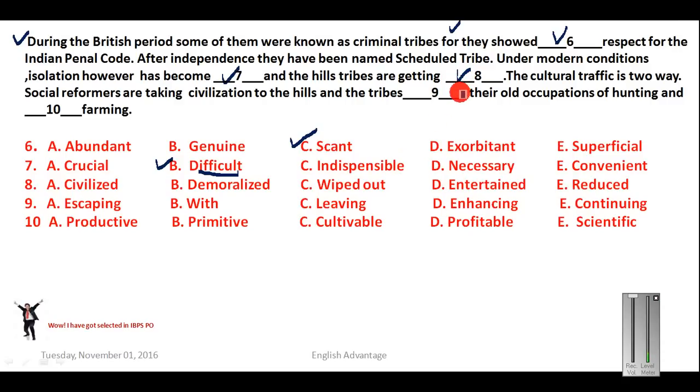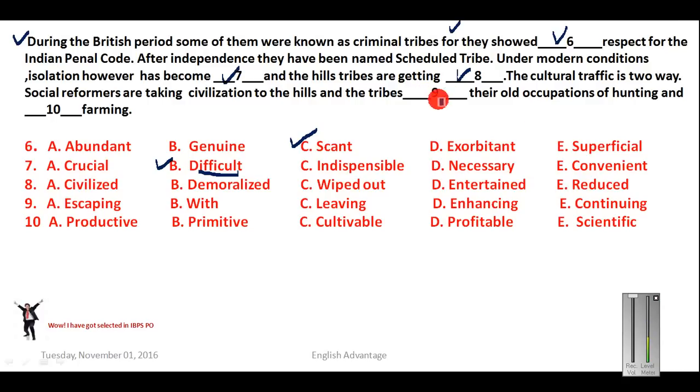The cultural traffic is two-way. Okay, the cultural traffic is two-way. Now in what way is this two-way? Social reformers are taking civilization to the hills. I mean they are imparting knowledge and education to them, and schools are being opened. So these tribal people are also being educated nowadays, and they do not remain the same way as they have been in the past. And the tribes, their old occupations.